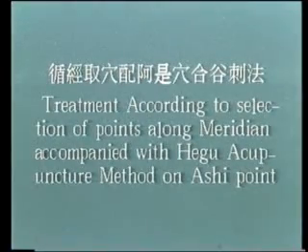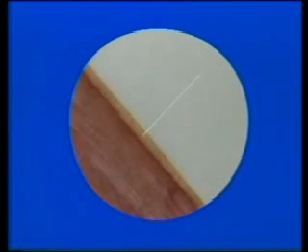Treatment according to selection of points along meridian accompanied with Hogel acupuncture method on Asher points. An Asher point is a tender point. It can be one or several points.